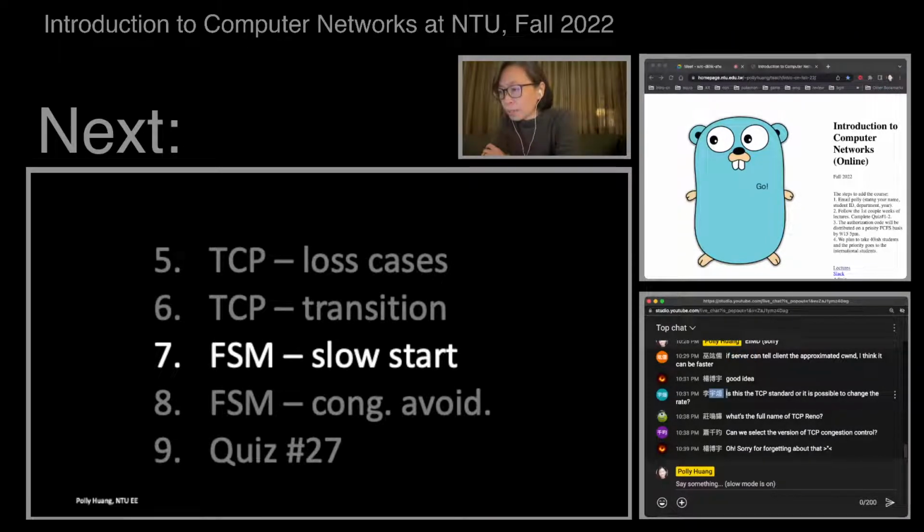And the other Kevin, Kevin Xuan, was saying, is this the TCP standard or is it possible to change the rate? You know what, Kevin? What I just described, AIMD, slow start, and from slow start to congestion avoidance, there's a threshold to determine, right? So exponential increase, but when we go beyond the threshold, linear increase. This is all in the TCP standard. So TCP will just control the sending rate, following the rules.